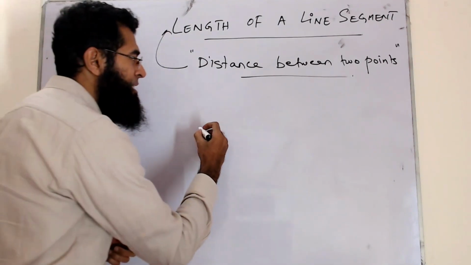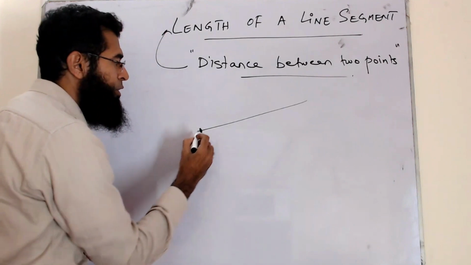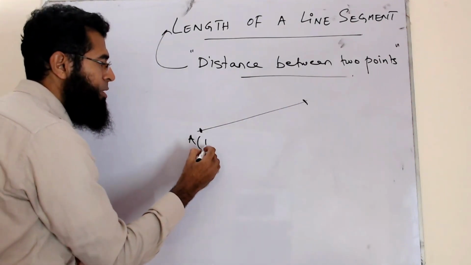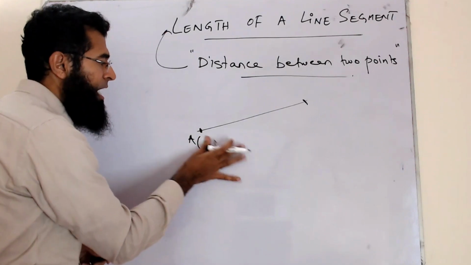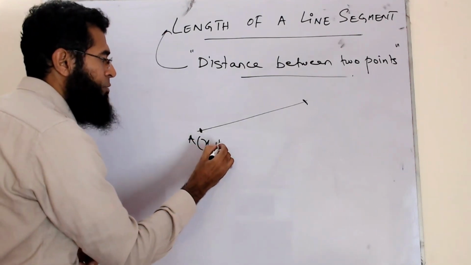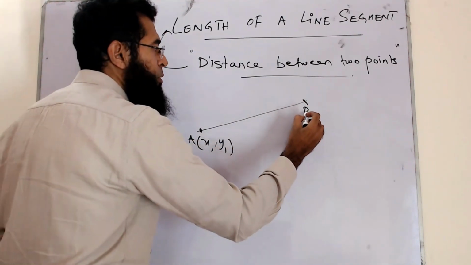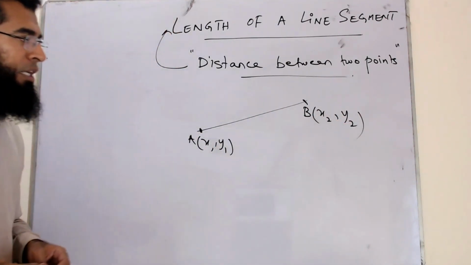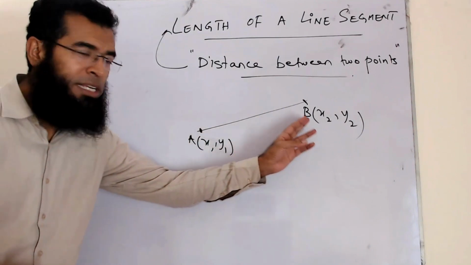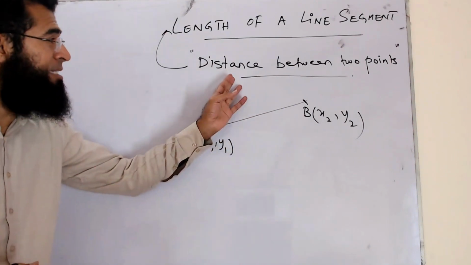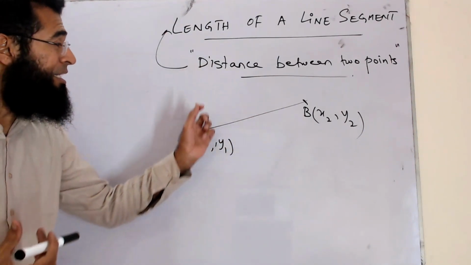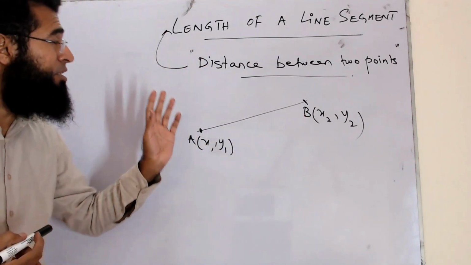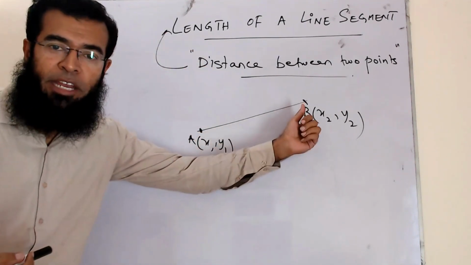For example, let's say you are given 2 points on a line. Let's say point A has coordinates x1 and y1, and point B has coordinates x2 and y2. So what is the formula that will help us to find the distance between 2 points, or you can say the length of the line segment from A to B?